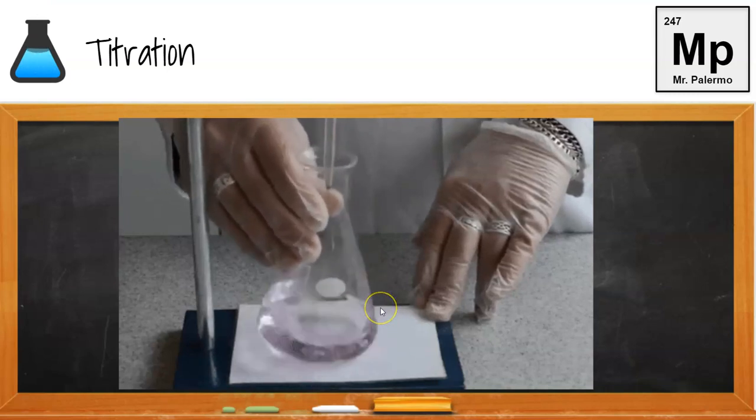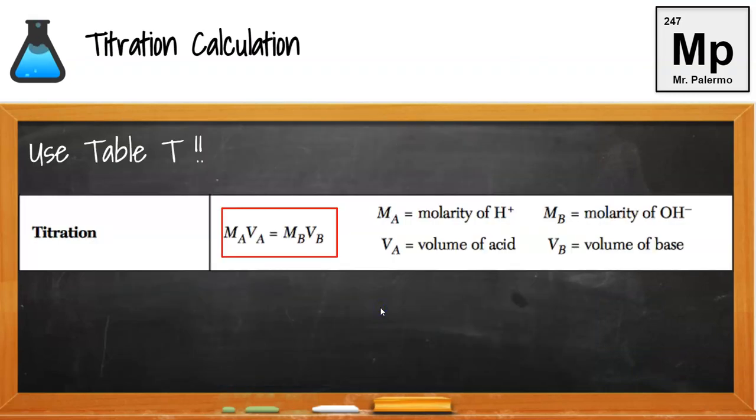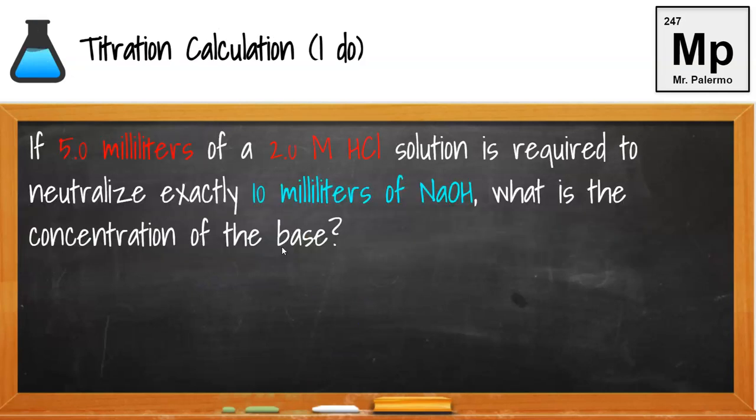acid with our base. So if we turn to Table T in our reference table, here is the titration calculation that we can use to take all that data from that titration, plug it into our formula, and solve for our unknown concentration. So I'll do an example first.